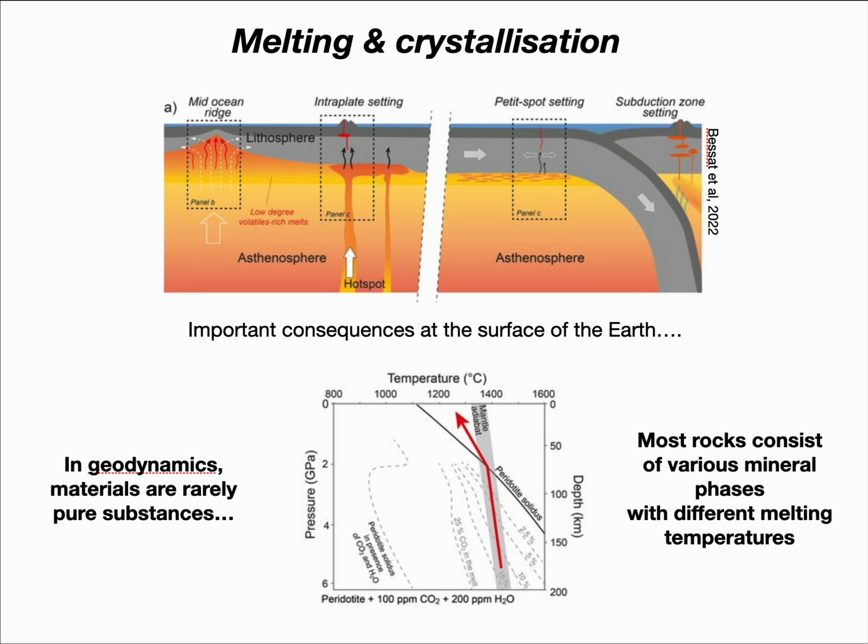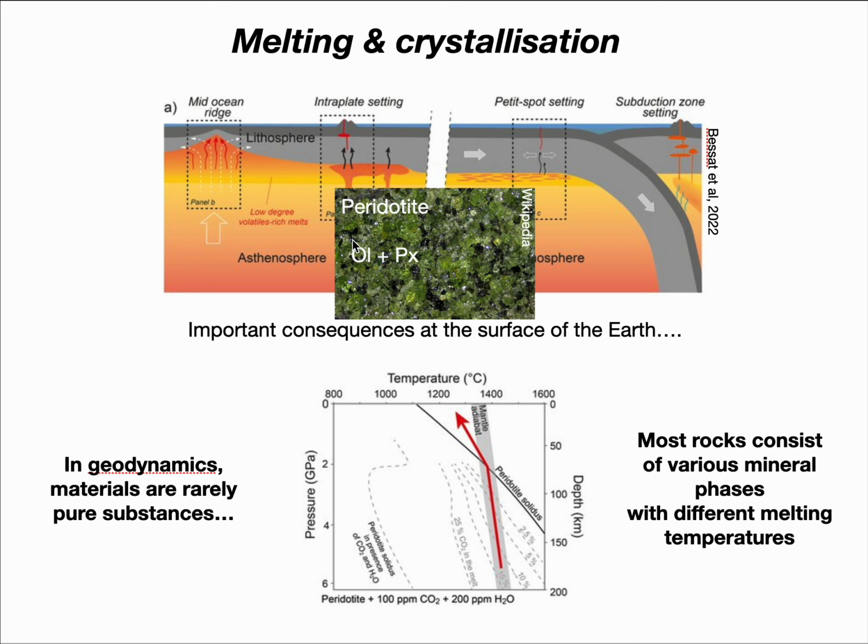Now, what's happening is that in the earth, the materials are rarely pure substances. So in geodynamics, the materials usually consist of rocks, which themselves have different mineral phases in different proportions. And the different phases which are in the rocks, they all want to melt at a different temperature. So let's take an example. You have a peridotite, which is composed of olivine and pyroxenes. You see the two different mineral phases.